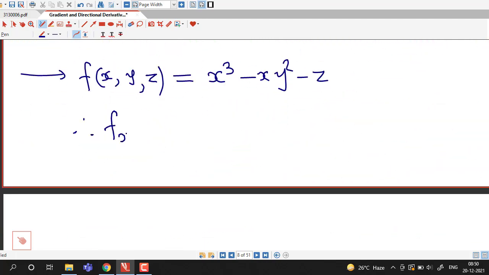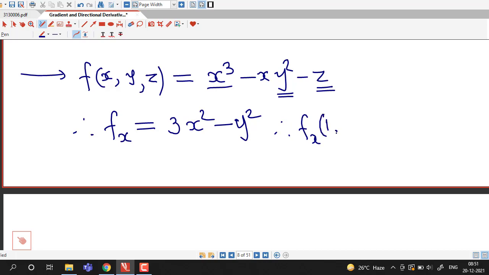For the first order partial derivative with respect to x, we have to consider y and z as constant. Derivative of x cube is 3x square. Here y square is constant, derivative of x is 1, and z is constant, so its derivative is 0. We calculate the derivative at the given point at the same time, so we put x equal to 1, y equal to 1. It is 3 times 1 square minus 1 square, that is 3 into 1 minus 1, that is 2.